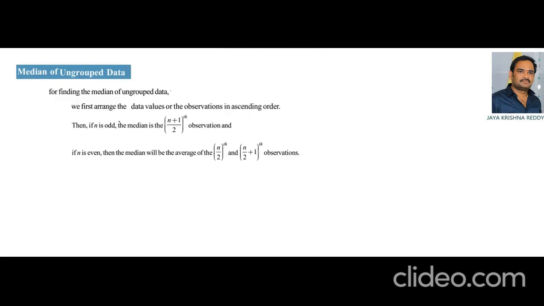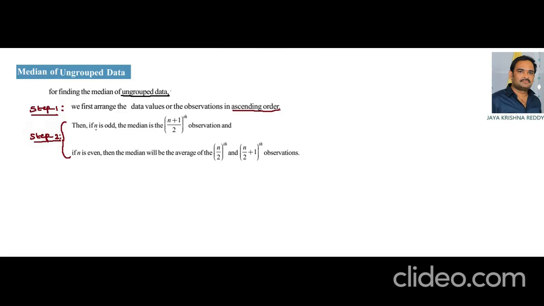Let us discuss how to find the median for ungrouped data. There are two steps we have to follow. Step one: we have to arrange the data in ascending or descending order, either one. But first we have to arrange the observations in ascending order, and then we follow step 2.